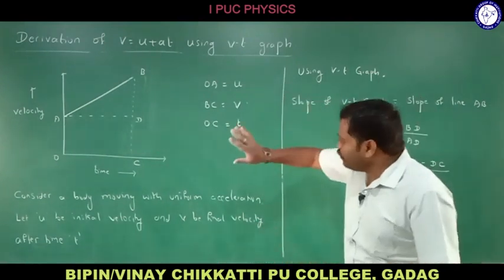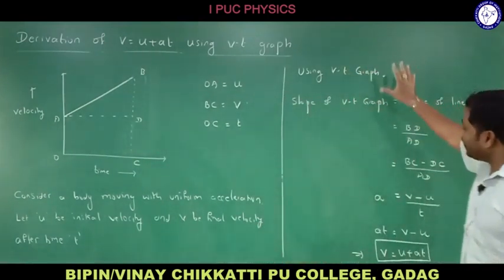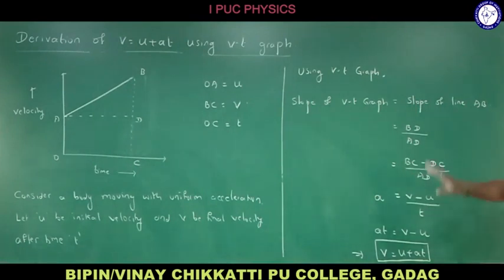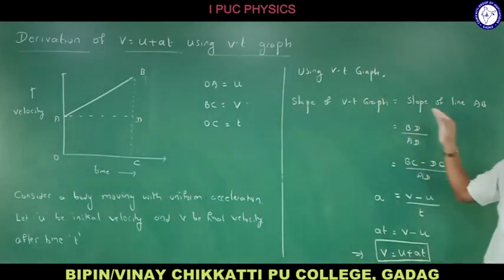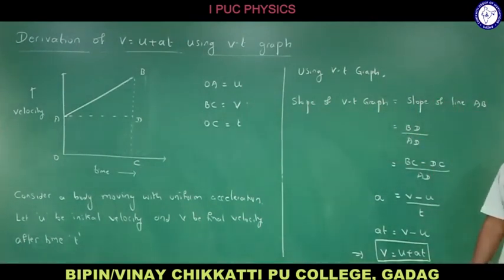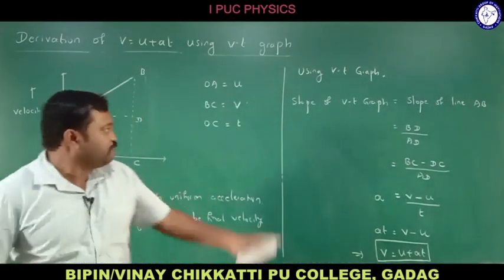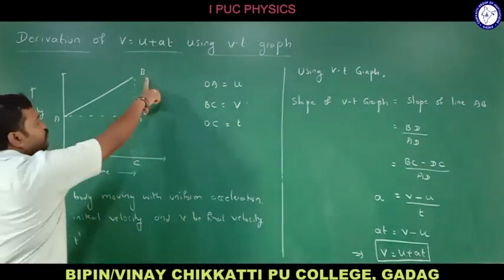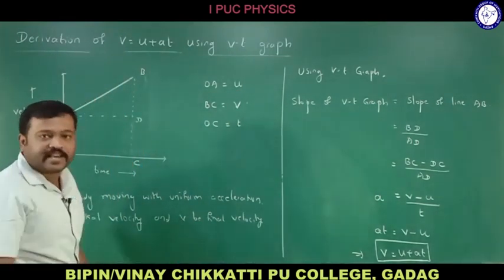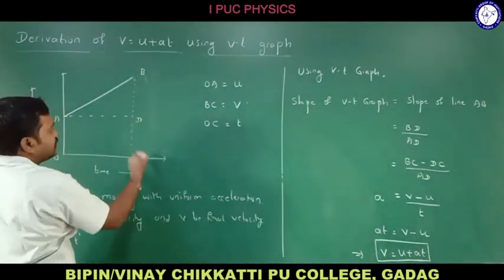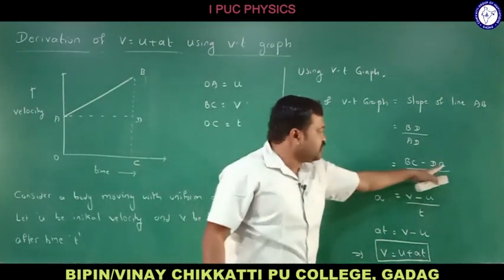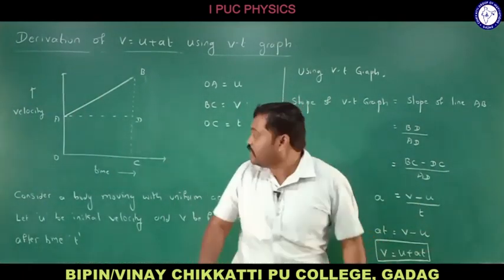So I have made use of this VT graph and derived this. Do you remember how the derivation starts? The slope of the VT graph is nothing but the slope of the line AB. How to get the slope? Y-axis divided by x-axis, which is BD divided by AD. We don't actually know what BD is, so BD can be written as BC minus DC. We know all these things, right?